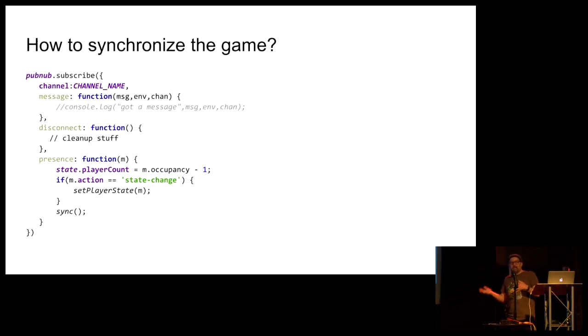Now, how do we actually get this? So the dashboard is listening with a subscribe to our channel name, and whenever a message comes in, that message function is called. If something disconnects, the disconnect function will be called.